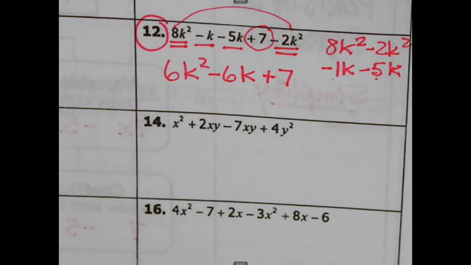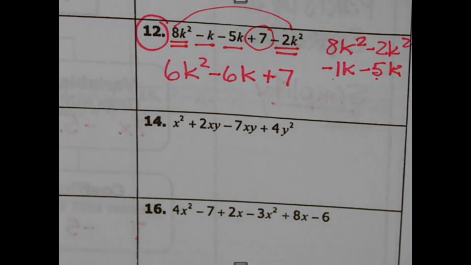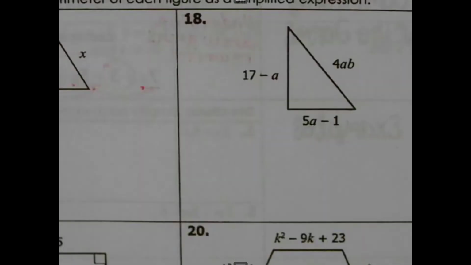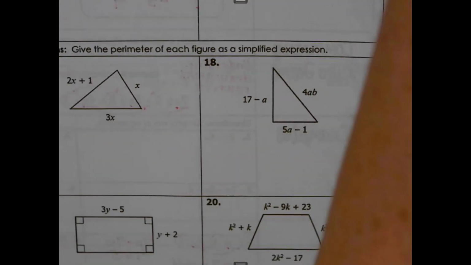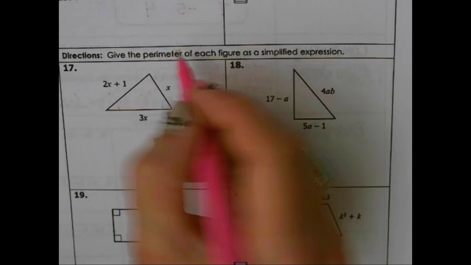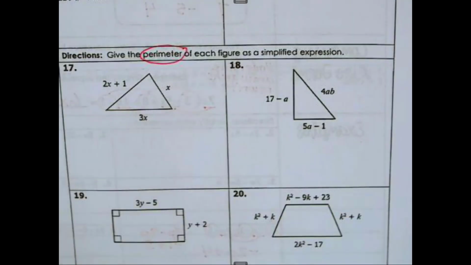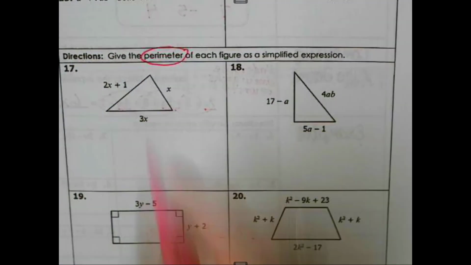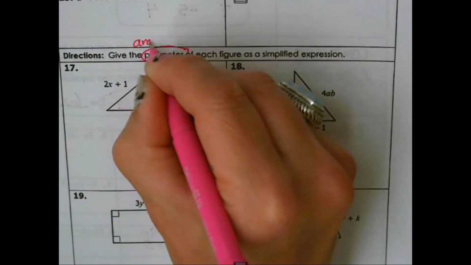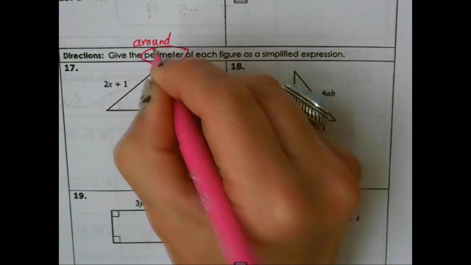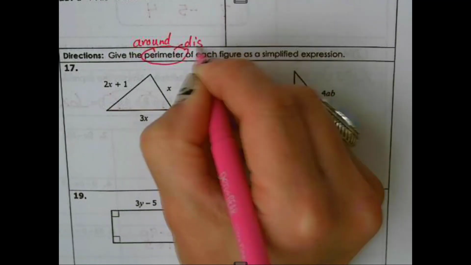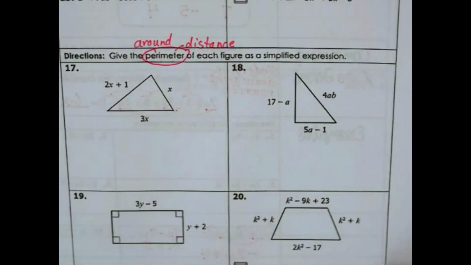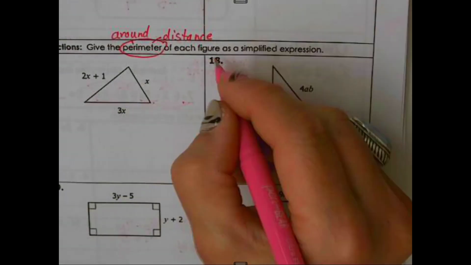All right, last one I'm going to go over here is down at the bottom, the geometry applications. I'm going to go over number 18. Now, what the direction says is give the perimeter. All right, so perimeter breaks down to peri, means around, and meter means distance. So it just means distance around an object. And I'm going to go ahead and go over number 18.